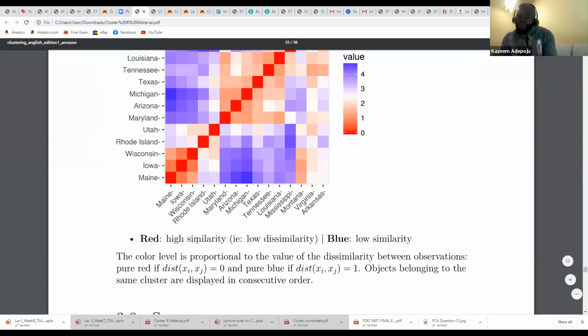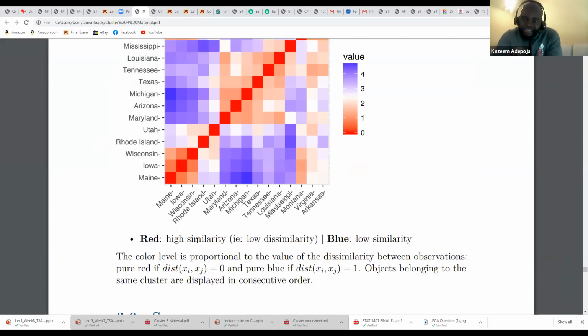When you are looking at the similarity between states in the United States in terms of the arrests, and don't forget the arrests, people are arrested on the allegation of probably rape, murder, and so on. We now want to look at the similarity among states. High similarity, of course, means low dissimilarity. So high similarity is the one in red.